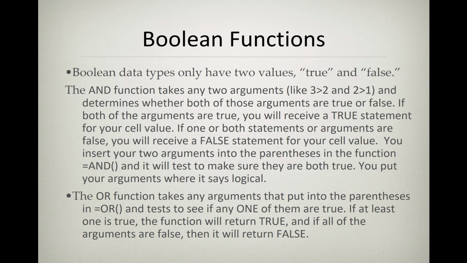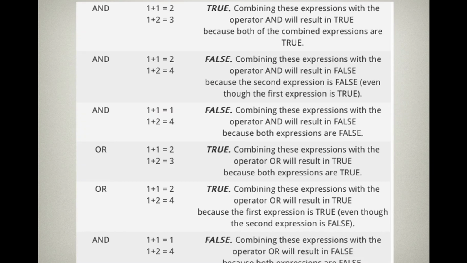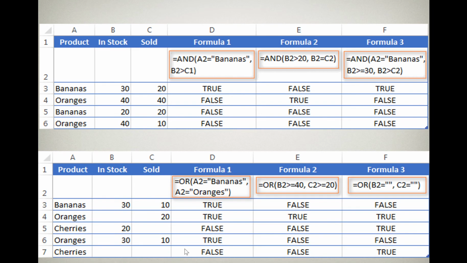So let's look at some examples. I gave you some more details here for you to read, but let's look at some examples. Let's say for the AND, we have 1 plus 1 equals 2 and 1 plus 2 equals 3. In this case, both arguments are true, so the output will be true. The same thing for OR, if both are true, then the output will be true. If at least one is true, like in this case, the output will be true. If both are wrong, then it will be false. This is another example of when we can use the AND and the OR.